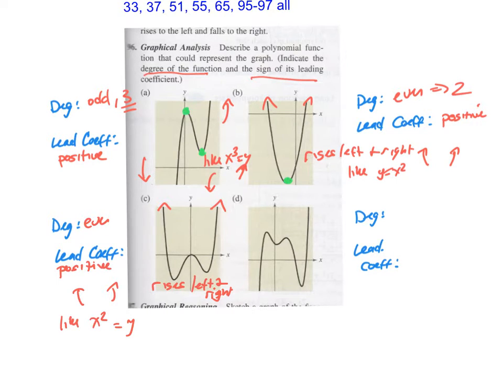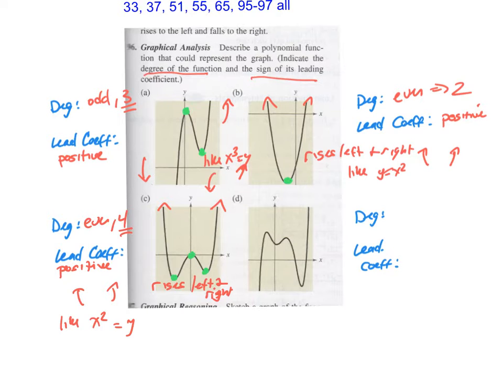And then in terms of specifically what the degree can be, let's look at the turning points. This graph has 3 turning points, which means the minimum degree has to be 1 more than the number of turning points. So the minimum degree for this polynomial function would be 4.